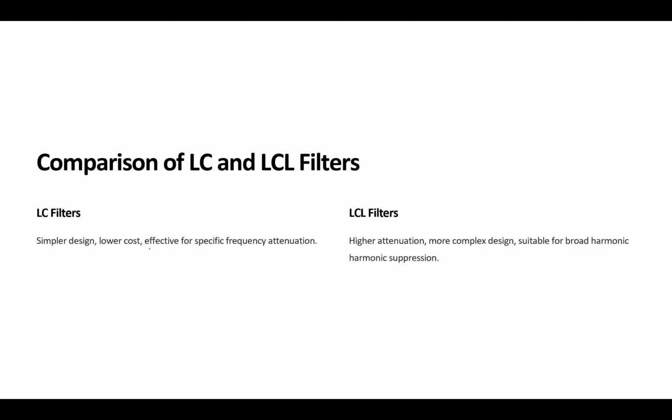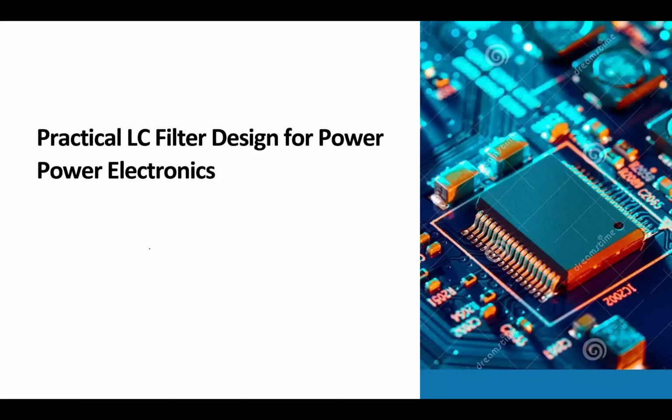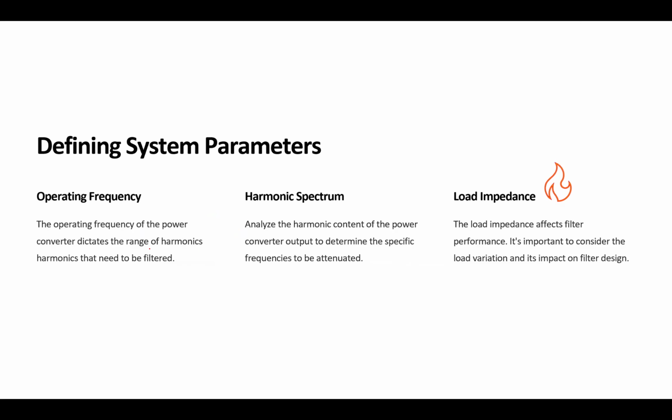We already talked about that. Not important. Let's go to some practical LC filter design concepts. Now, when you want to design your filter, the first thing you do is define the parameters that are important in your system and that you want to work on. First parameter: operating frequency, your fundamental frequency. You have to define that because you want to keep it untouched by the filter.